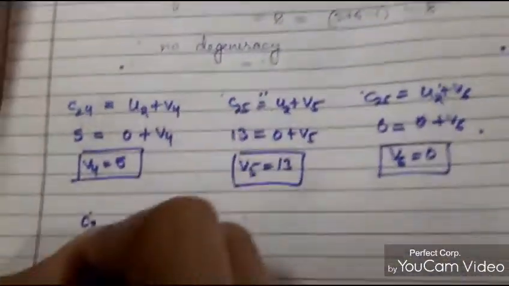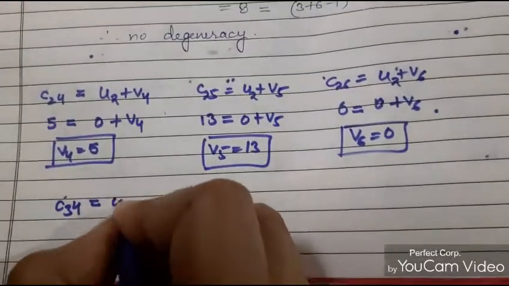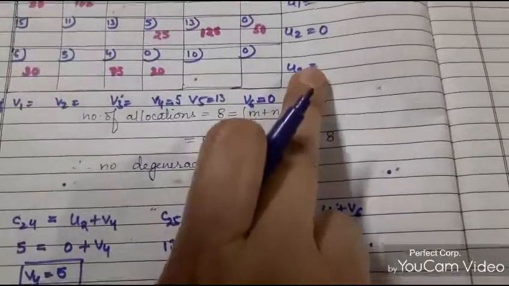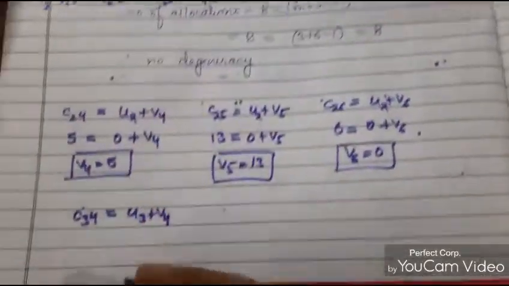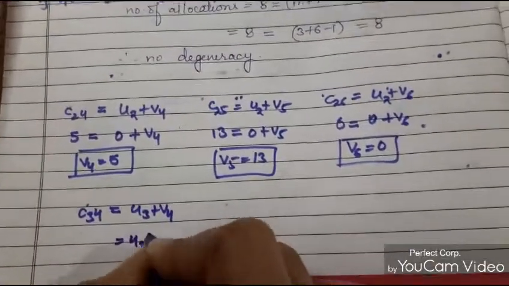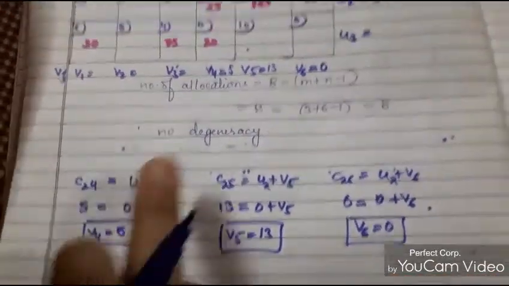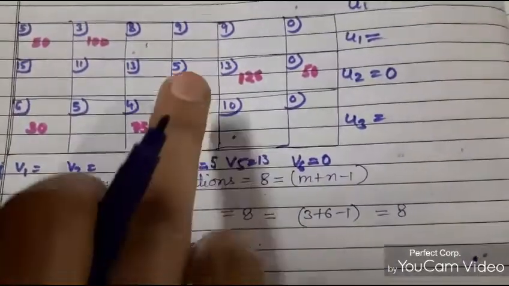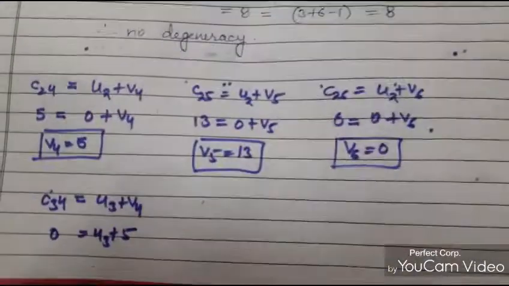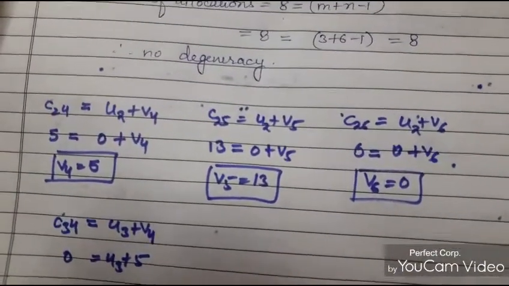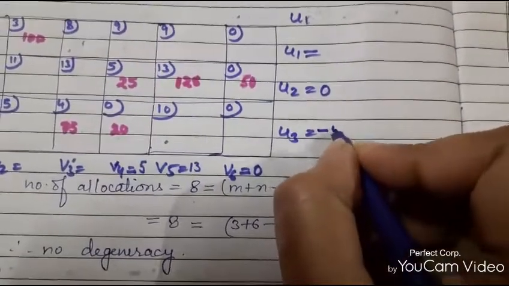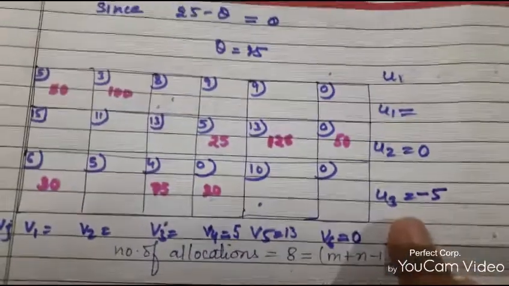That means C34 is equal to u3 plus v4. u3 we don't know, v4 we know is 5. So u3 plus 5, and the cost C34 is 0. Cost is 0, so u3 is equal to minus 5. Right? u3 is equal to minus 5. Okay, now we have minus 5.